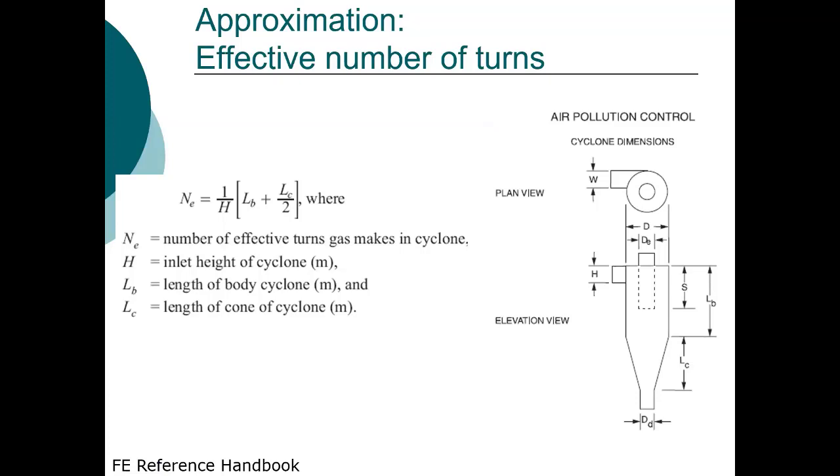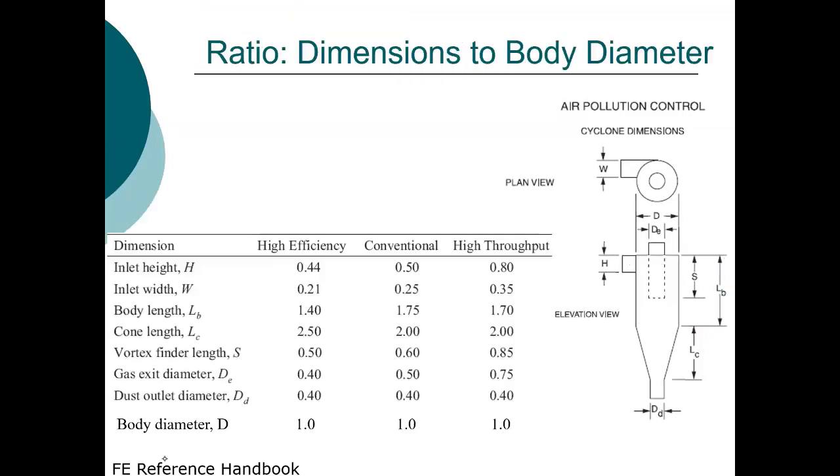The number of turns can be estimated by this equation here. So H is your inlet height. L sub B is the length of the body that I just showed you right here. L sub C is the cone length. And that will give us an estimate of the number of turns that the gas stream is making as it moves down the cyclone. Typically, your number of turns will be around 5.